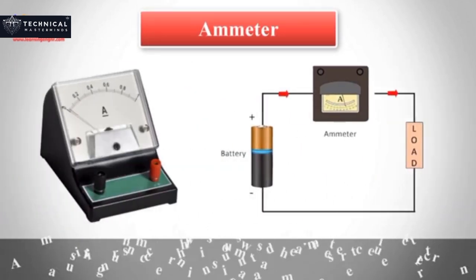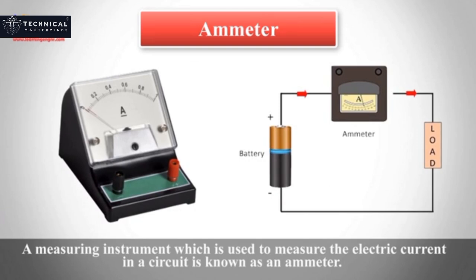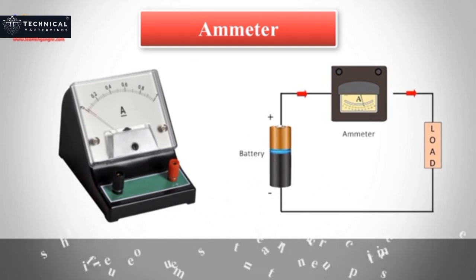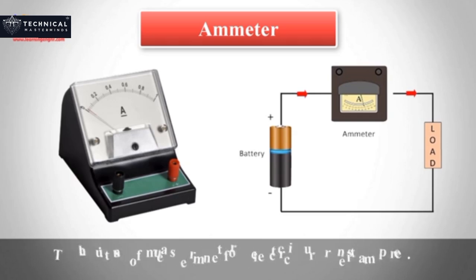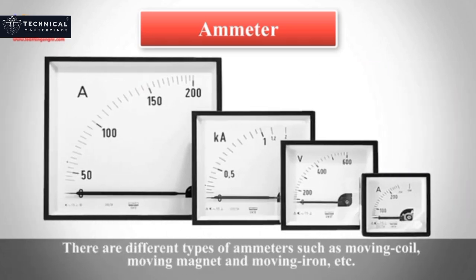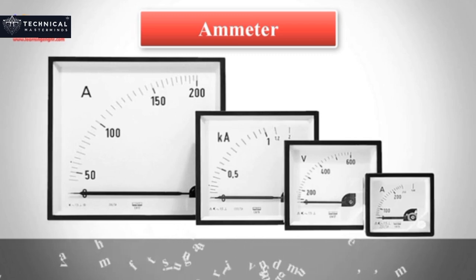Ammeter. A measuring instrument which is used to measure the electric current in a circuit is known as an ammeter. The unit of measurement for electric current is the amp. There are different types of ammeters such as moving coil, moving magnet, and moving iron, etc.